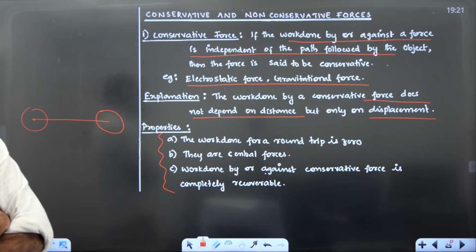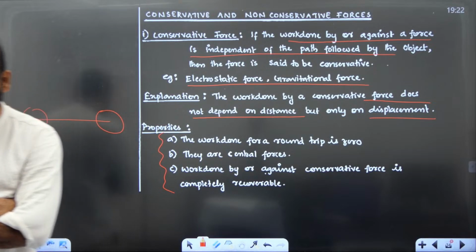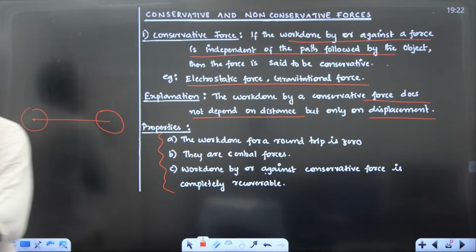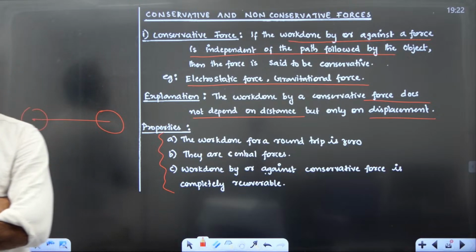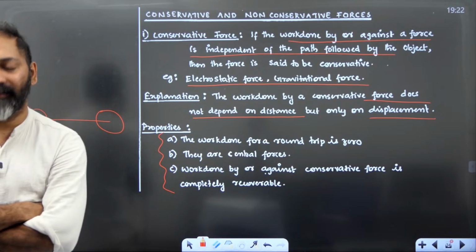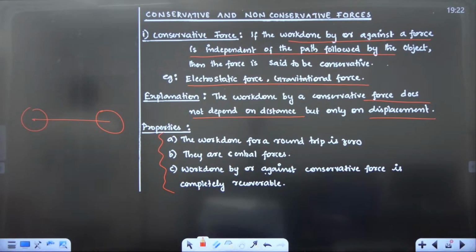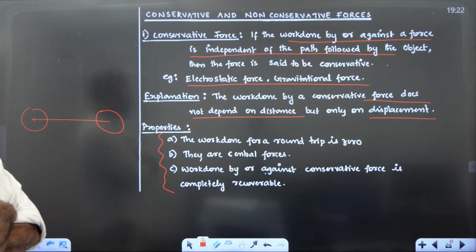Work done for a round trip is 0. Work done is what? Independent of path. Work done depends on what? Displacement. Then what? Work done is completely recoverable. These are the properties of conservative force. And what are the examples of conservative force? Electrostatic force and gravitational force.